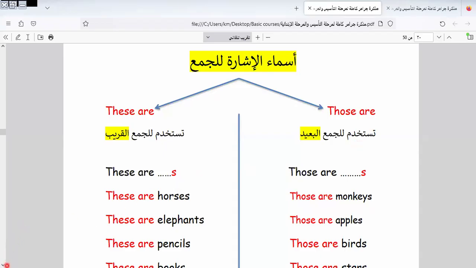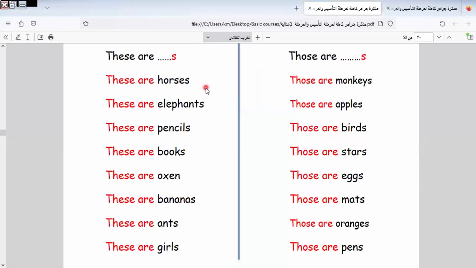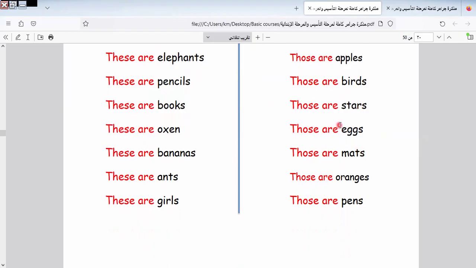Here we have: these are horses, those are monkeys, these are elephants, those are apples, these are pencils, those are birds, these are books, those are stars, because the stars are far from me. Can we see the stars near from me? No, so it will be those are stars.